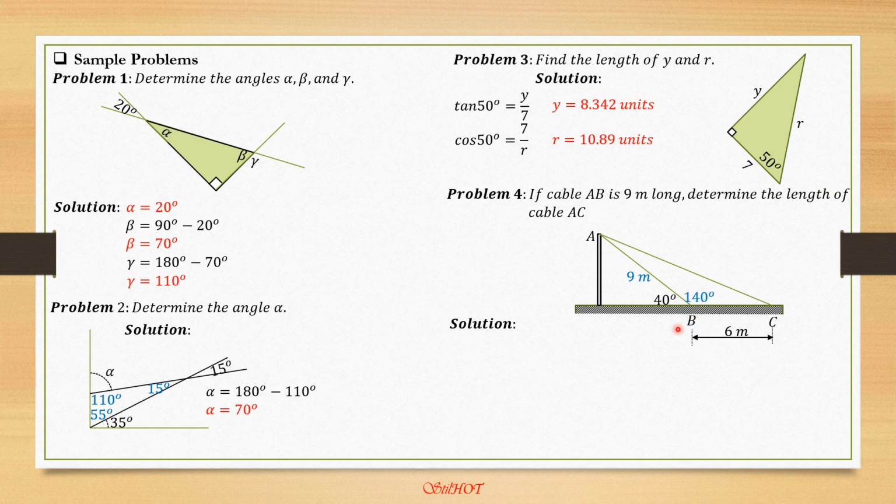140 degrees. Then by cosine law, length of AC squared equals the sum of squares of the other two sides minus twice the product of the other two sides times the cosine of the angle opposite to the unknown side. So L squared is 9 squared plus 6 squared minus 2 times 9 times 6 cosine of 140. Solving for L using your calculator, it is 14.13 meters.